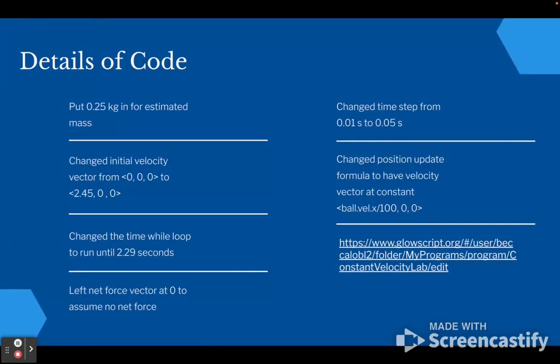Some details of my code. I put 0.25 kilograms in for the estimated mass to account for that. I changed the initial velocity vector from the zero vector to the vector shown. I changed the time while loop to run until 2.29 seconds, and I left the net force vector at 0 to assume no net force. I also changed the time step from 0.01 seconds to 0.05 seconds, and I changed the position update formula to have velocity vector at a constant value. And that is a link to my code.